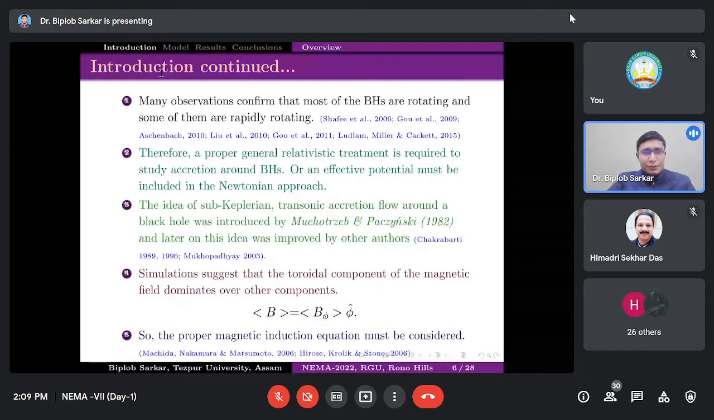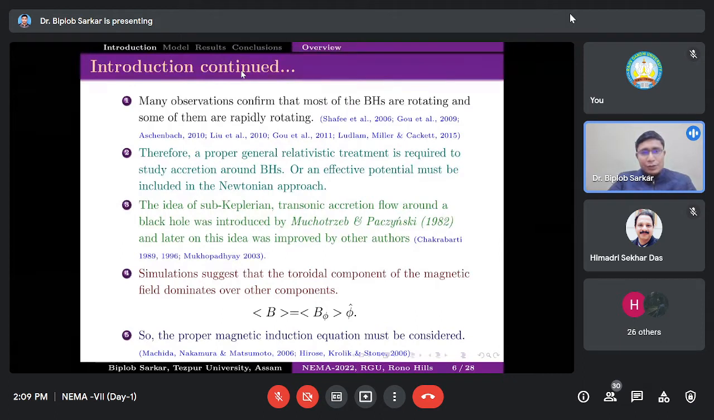We continue with our introduction, and I would like to point out that many observations have confirmed that most of the black holes in the universe are rotating, and some of them are in fact rapidly rotating.